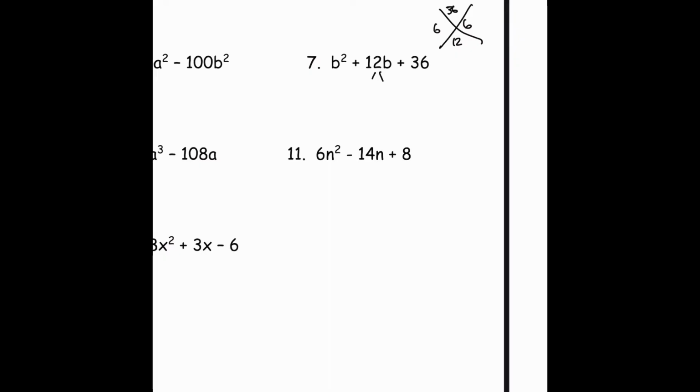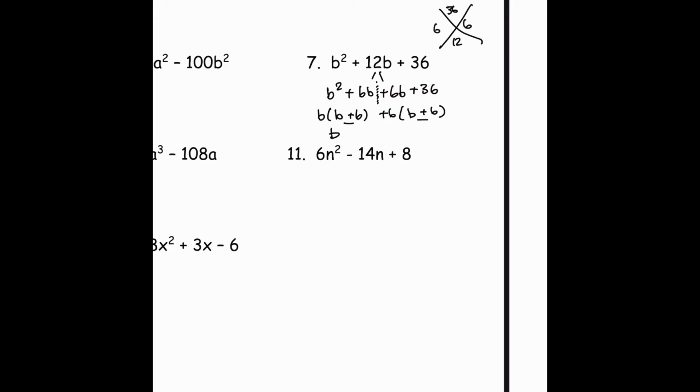So let's split up this middle term. b squared plus 6b plus 6b plus 36. All right, split it down the middle and factor out the greatest common factor, which is b. Left behind is b plus 6. On the right-hand side, looks like a 6 will come out for sure, and left behind is b plus 6. And again, it matches, so we know we're on the right path.